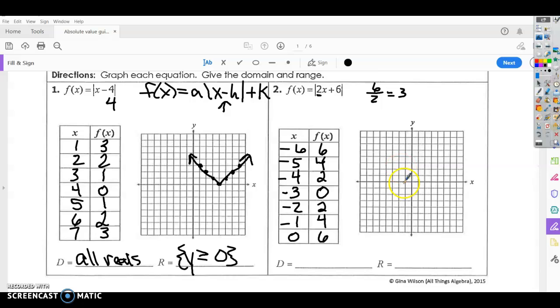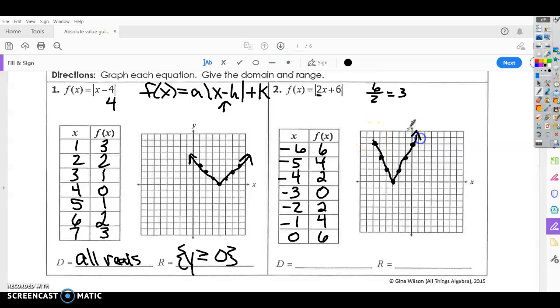So all I'm doing is taking my x's, plugging them into this equation to find my y. Then I'm going to graph it. 1, 2, 3, 4, 5, 6. -6 up 6, -5 up 4, -4 up 2, -3, 0, and then -2, 2, -1, 4, and 0, 6. So again, we get that V-shaped graph.